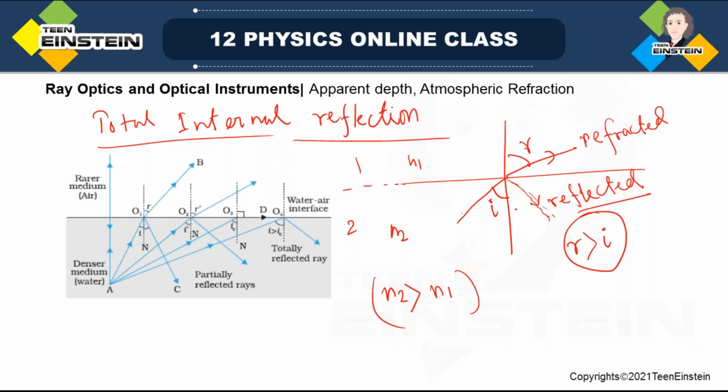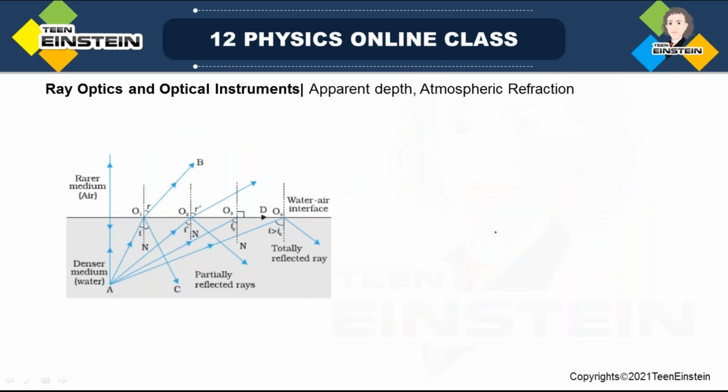Internal reflection is when the light ray is getting refracted at the interface of two media, and the light ray enters from the denser medium to the rarer medium. Some part of light will get reflected back to the denser medium itself. This phenomenon is called internal reflection. Now I'll tell you what is total internal reflection.